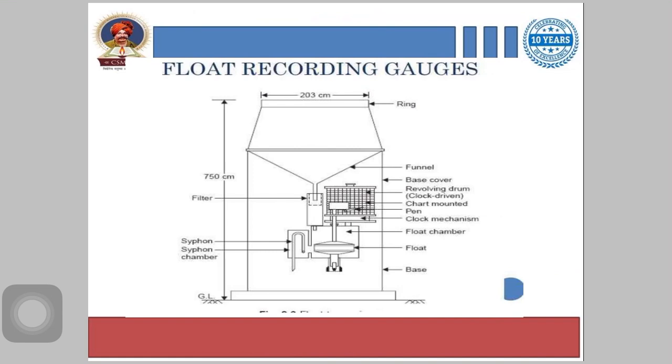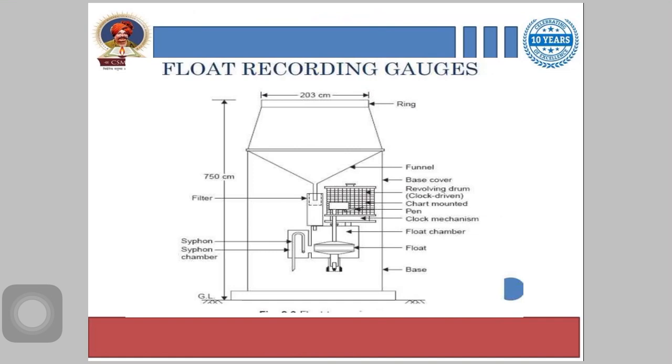Now we will see the diagram of the floating type of rain gauge. It consists of the gunmetal ring, rainwater collector or receiver, funnel, filter, entrance tube, revolving drum with recording paper or graph, and also the pen arm, float chamber, siphon chamber, discharge tube, and PCC platform.